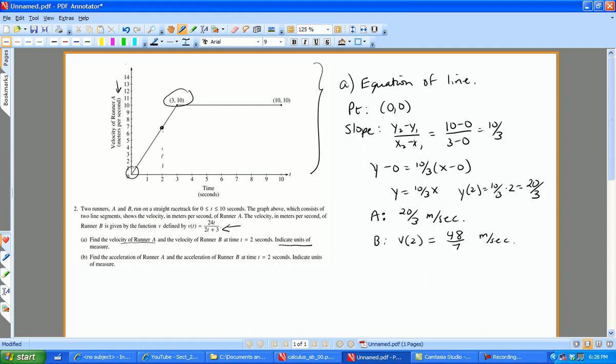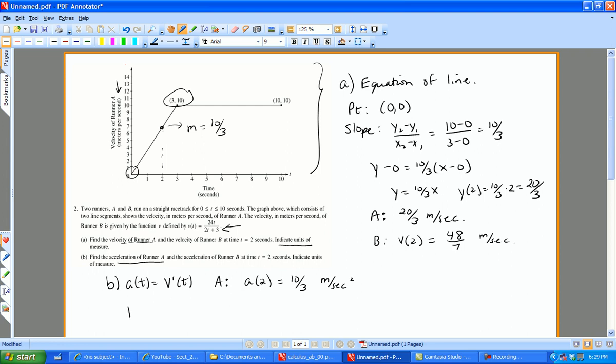That's part A. Now part B, find the acceleration of runner A. Well, what we know about motion is that the acceleration is the derivative of velocity. So first for runner A, the derivative on the velocity graph means the slope. And at time 2, I already figured out the slope right there is 10 thirds. So that means the acceleration for runner A at time 2 must be 10 thirds. The units on that would be meters per second squared.